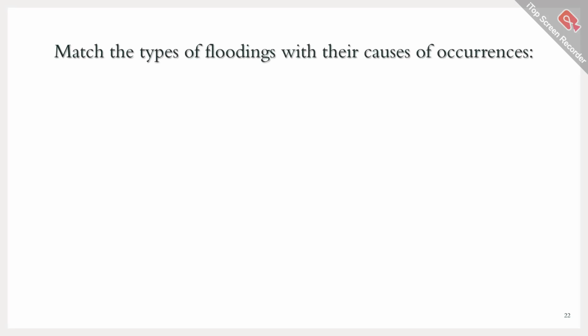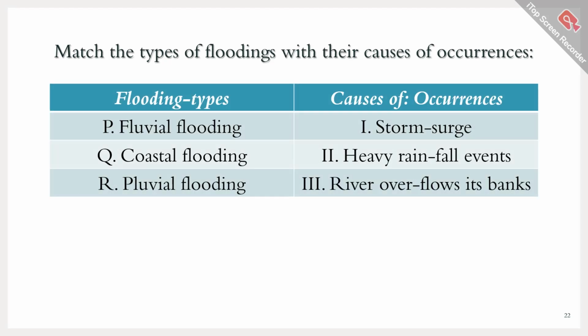So our next question is, match the types of flooding with their causes of occurrence. In the left hand column, three different flooding types are provided, and in the right hand column, three different causes of occurrence are provided. The flooding types are fluvial flooding, coastal flooding, pluvial flooding, and the different causes are storm surge, heavy rainfall events, and river overflows its banks.